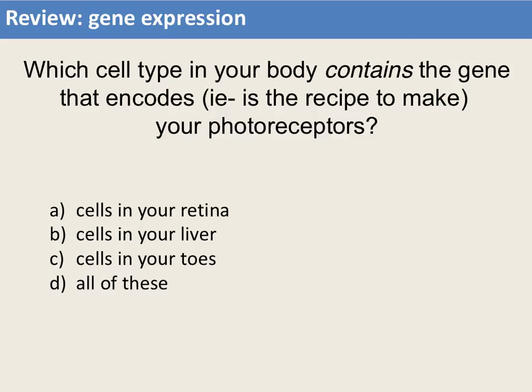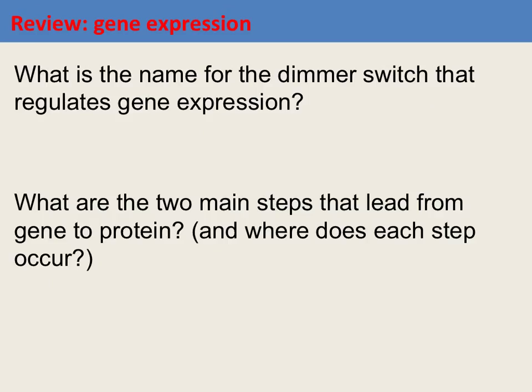Which cell type in your body contains the gene that encodes your photoreceptors? What's the name of the dimmer switch? What are the main steps that go from DNA to the protein? Exactly. The DNA is transcribed into messenger RNA that's ferried out of the nucleus into the cytoplasm, where it connects with the ribosome, and then that transcript is read and translated into amino acids for the protein.